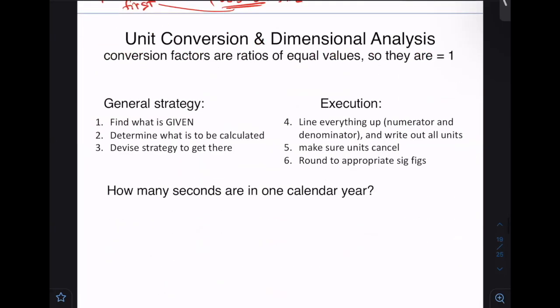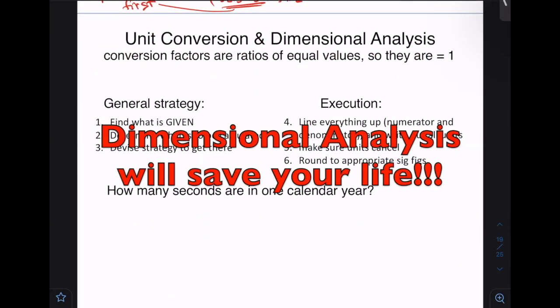Okay, so last topic is an important one. Let's see how far we get here. There's a few examples I have. We may not have time for all of them, but you'll be doing this in laboratory as well. This has to do with unit conversion and dimensional analysis.